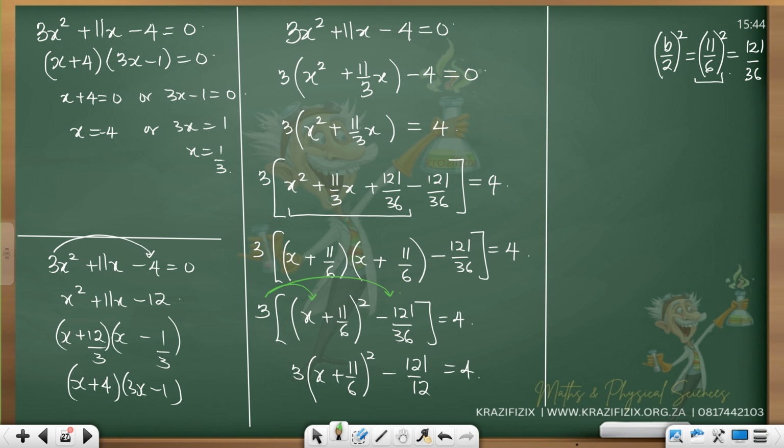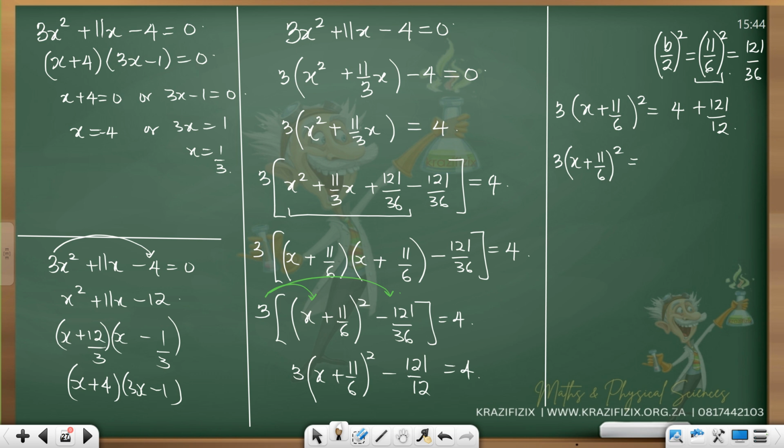Now let's move the 121 to the other side. What are we going to have? 3x plus 11. So that is 4 plus 121 over what? 12. Okay. Just do the math meticulously. Don't run. You're not Molefe. All right. So what is 4 plus 121 over 12? All right, that will be 48.